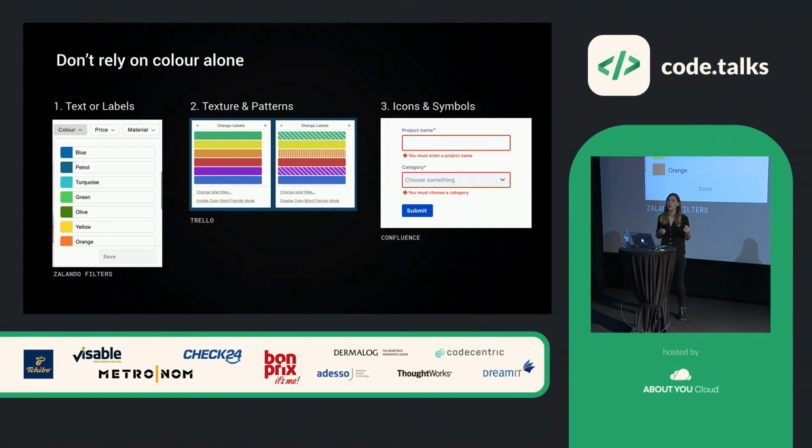Or always support it with an icon, for example, and some text. So forms are really, really important. What would happen if you just highlight the border without any message or any icon? People might not perceive that red, right? So always provide as much information as possible.